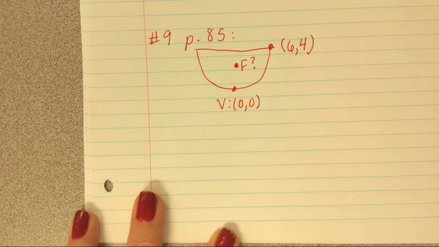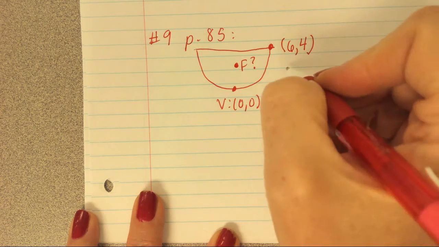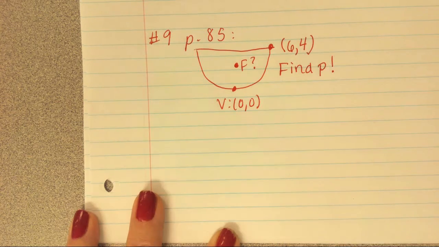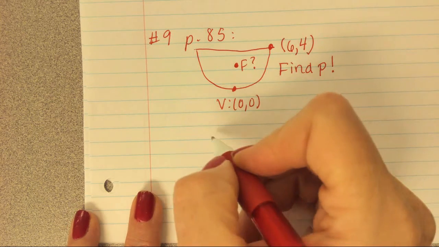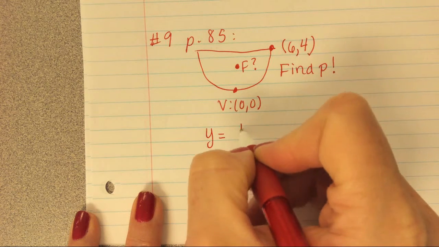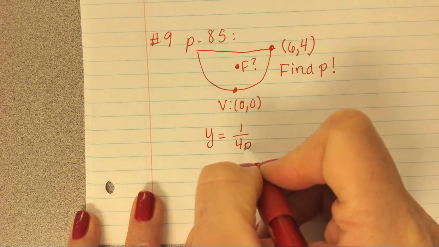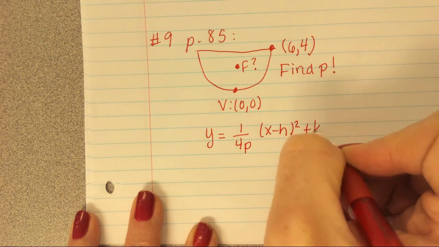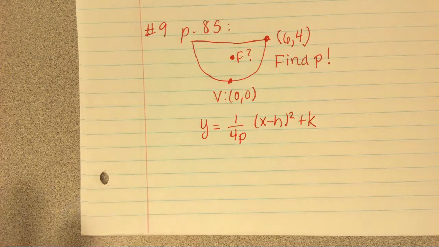That's our question. Where is that focus? In order to find the focus, we have to know p. We have to know where p is to be able to find the focus. So to find p, we have to know the equation, right? So this is more than just one simple step. This is going to take us a couple of steps. So I'm going to use my formula then. y equals 1 over 4p, times (x minus h) squared, plus k. I'm going to have to use that formula so that I can figure out what p is.